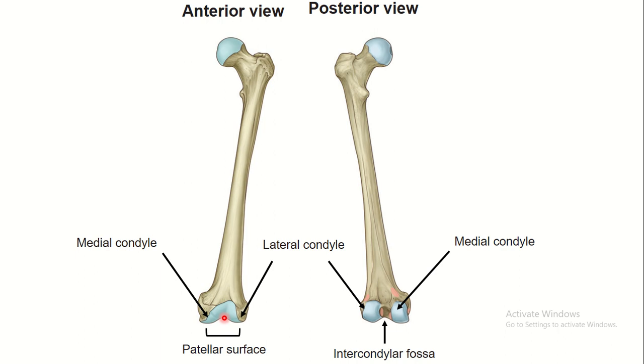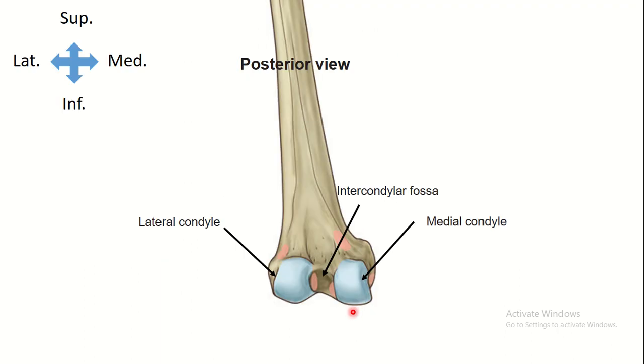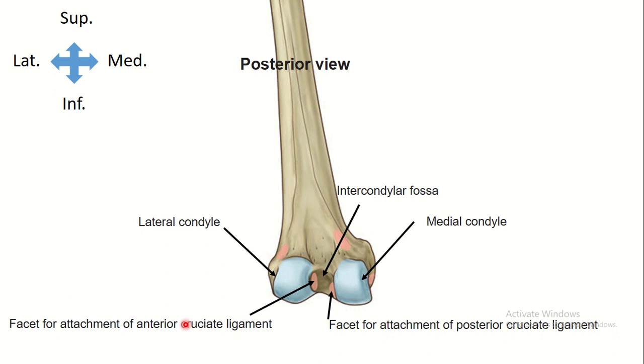راح نتكلم عليها إن شاء الله. Regarding the intercondylar fossa, which is on the posterior part of the bone, it has two important sites or facets for attachment of two important ligaments of the knee joint, which are called the cruciate ligaments. The medial condyle is for the attachment of the posterior cruciate ligament, and the lateral is for attachment of the anterior cruciate ligament. The medial for the posterior, والlateral for the anterior.